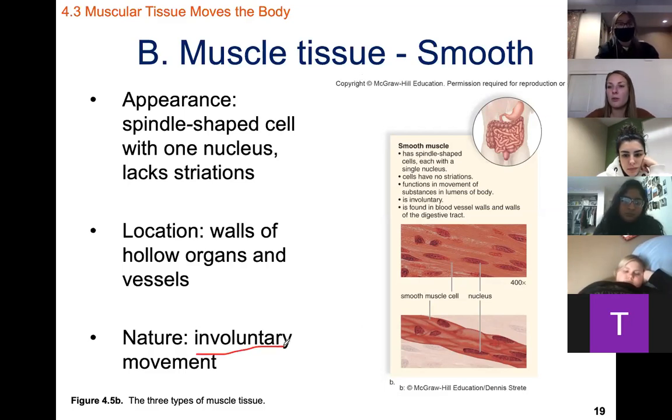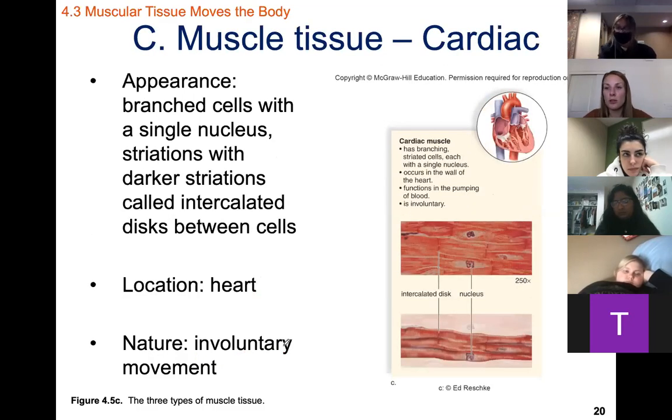Okay, voluntary movement is the opposite of involuntary movement. I think of it like when you volunteer to do something, maybe you're going to volunteer at the food bank, you somewhat made a choice to show up there and work. Involuntary movement is the opposite of that. You don't need to make a choice for this smooth muscle tissue to work. The next one, we're also thankful that it's involuntary movement.